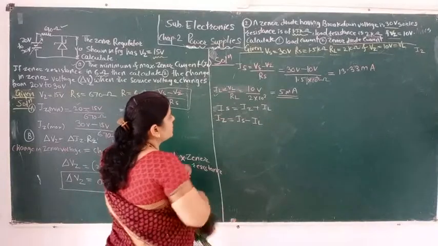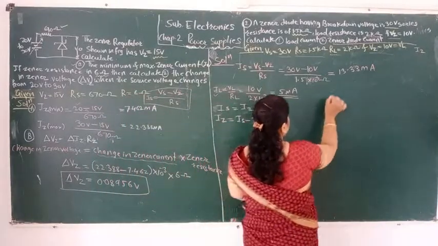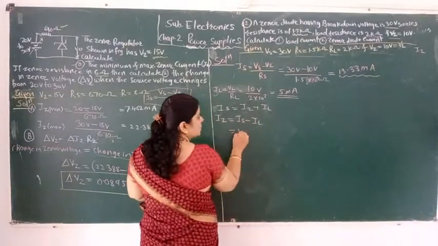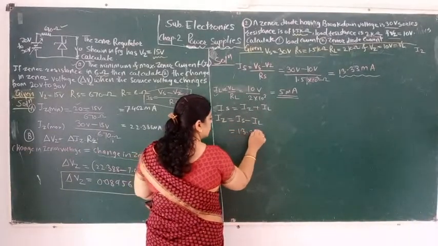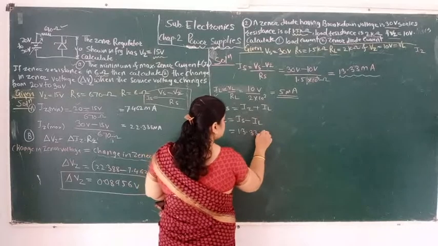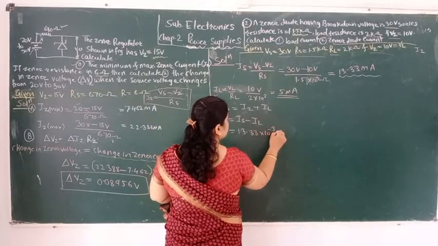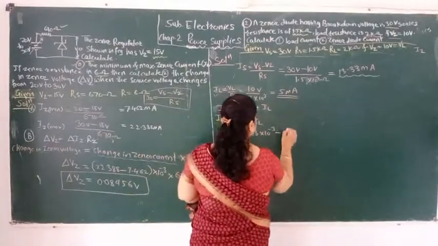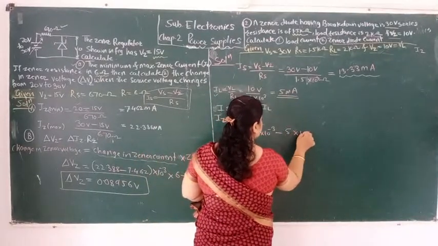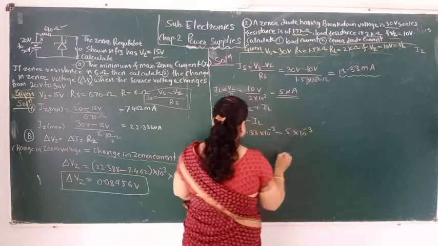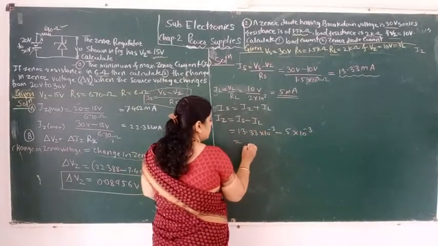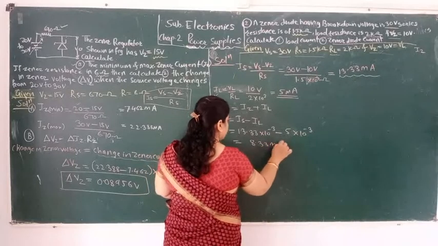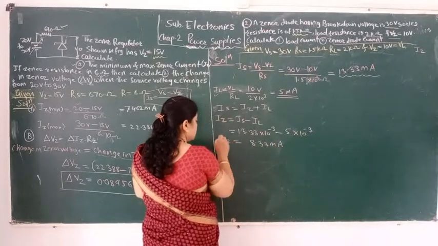So what is Is now? We have calculated here, Is is equal to 13.33 into 10 raised to minus 3 minus, what is IL we have calculated here, 5 into 10 raised to minus 3. So how much is the value? It is 8.33 milliampere. This is Iz.